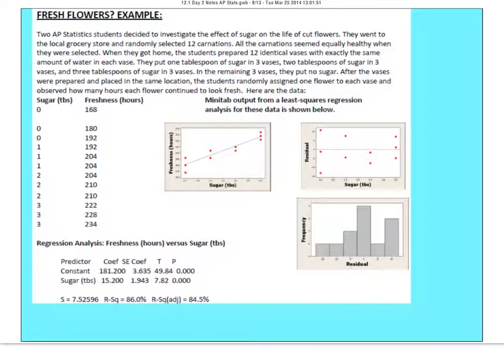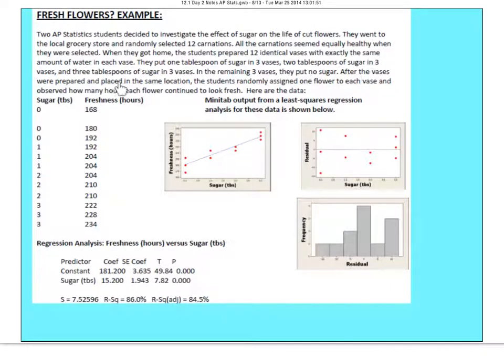Fresh flowers. Two AP Stats students decided to investigate the effect of sugar on the life of cut flowers. They went to the grocery store and randomly selected 12 carnations. All the carnations seemed equally healthy when they were selected. When they got home, the students prepared 12 identical vases with the same amount of water. They put 1 tablespoon of sugar in 3 vases, 2 tablespoons of sugar in 3, 3 tablespoons of sugar in 3, and the remaining 3 with no sugar.